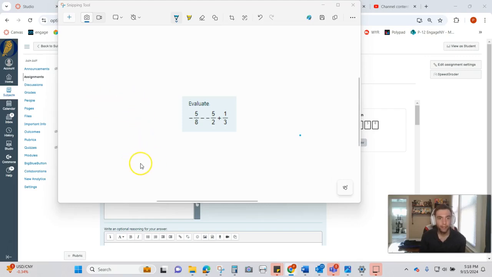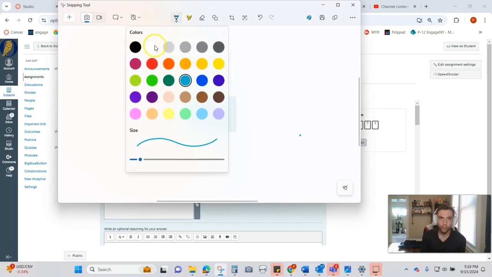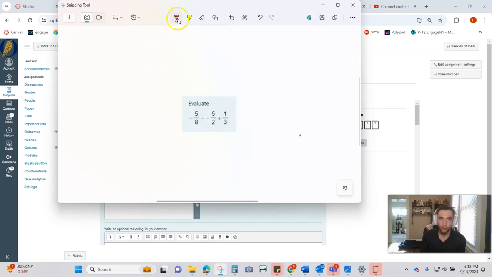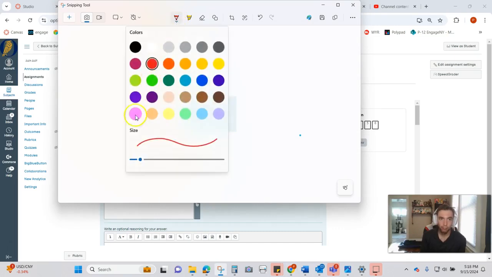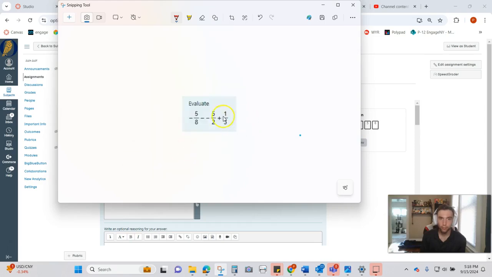In order to add and subtract fractions, they all have to have the same denominator. And we can get these fractions to have the same denominator by multiplying the top and the bottom of the fractions by the same thing.